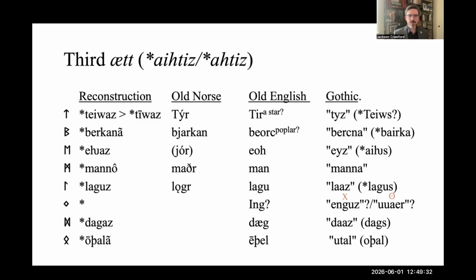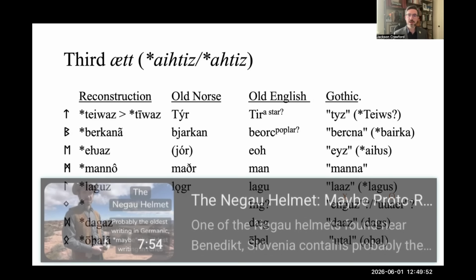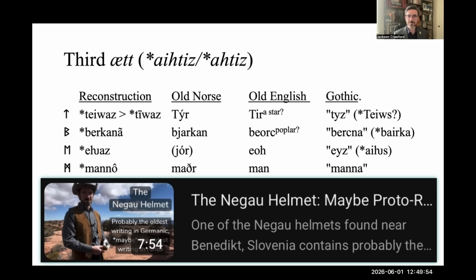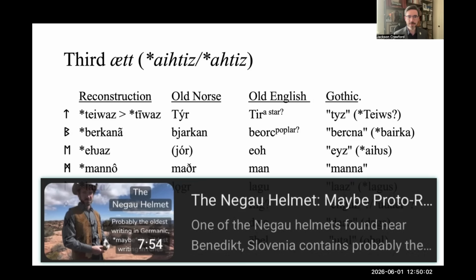In the third group, I think we can confidently assume that the name of the T rune, the first letter there, is Tiwaz. That would be an earlier Tewaz, which this word is actually written out on the oldest inscription that we know of. That is the helmet, one of the helmets found at Negau or Negova, Slovenia. I've made a video about this and talked about this in several other places.